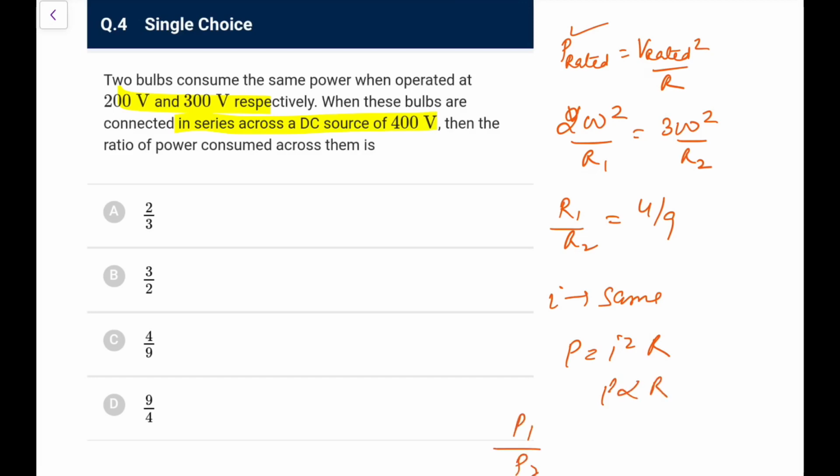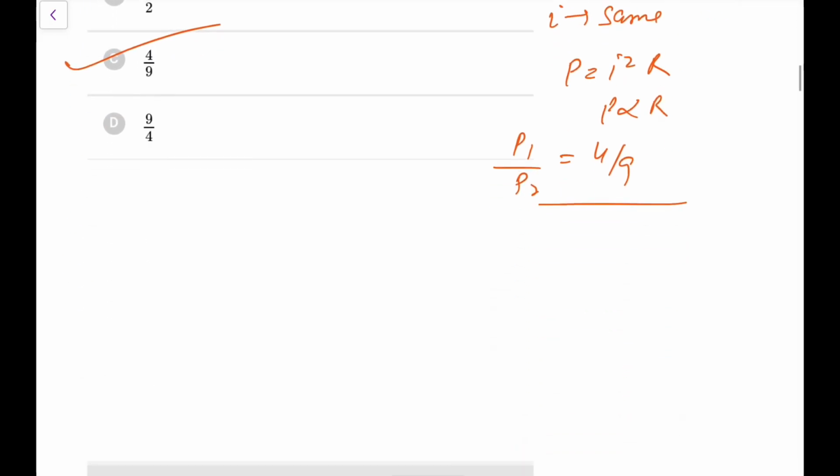So I can directly say P1 by P2 is R1 by R2, that would be 4:9. You can directly do this.